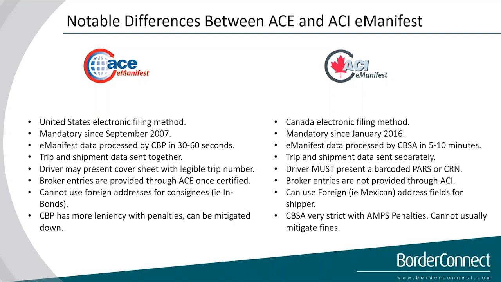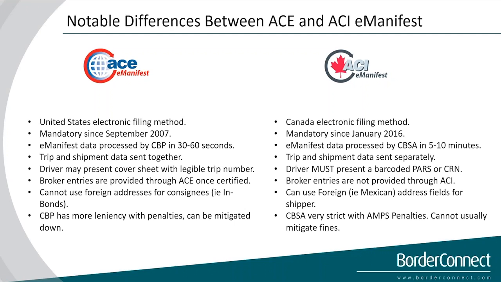We have noticed times even get processed a bit faster, in about 15 to 30 seconds we've noticed now, whereas in ACI, e-manifest data typically is processed in about 5 to 10 minutes. We've seen that trickle down a few times. We've seen that be longer at some times, but that's usually the average, between 5 and 10 minutes. So the processing times are significantly different. So if you're familiar with ACE, you'll notice that ACI can be a bit sluggish at times.